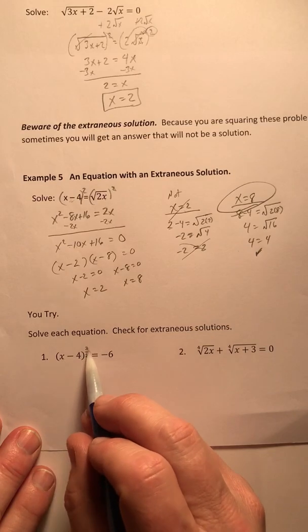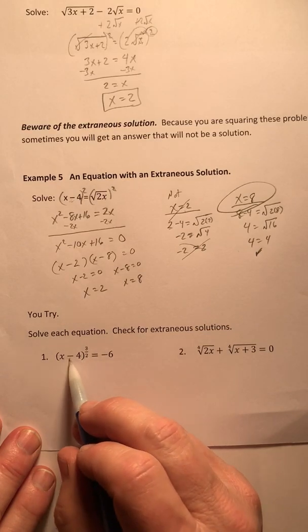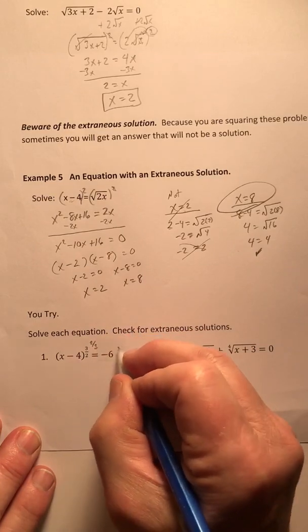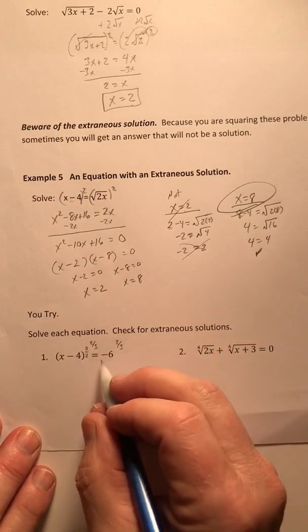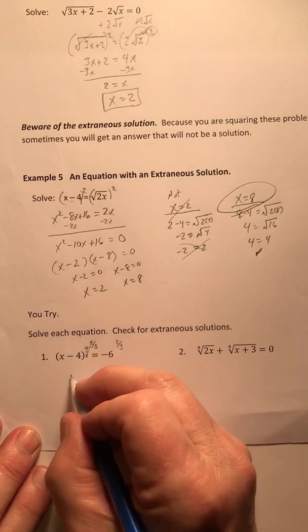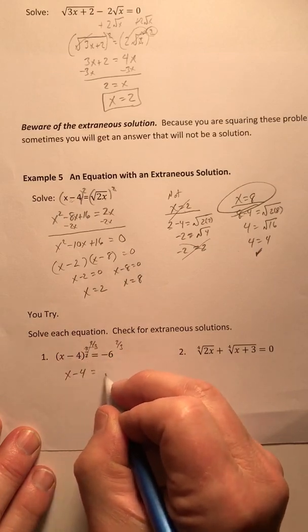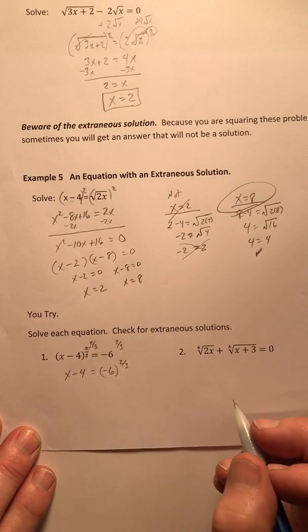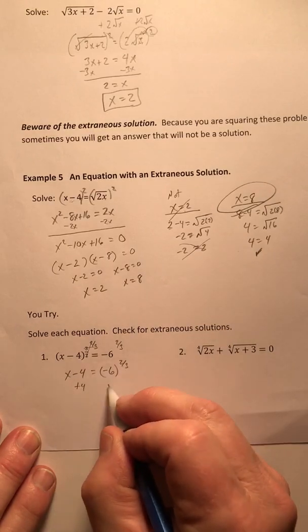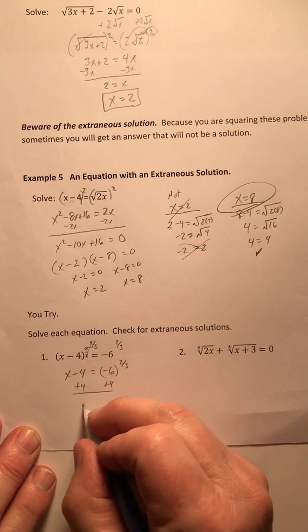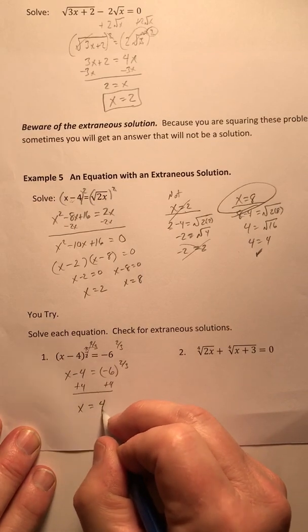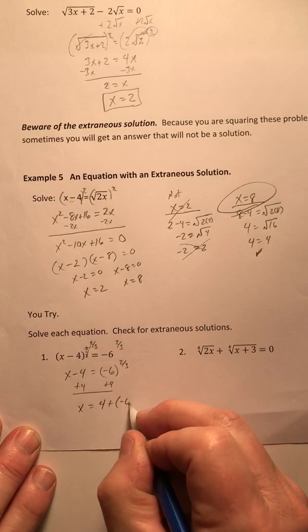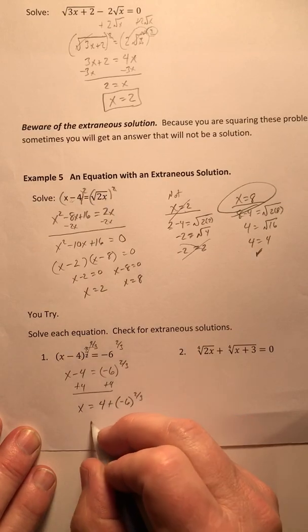We have x minus 4 to the 3/2 power. Again, this is isolated, so we're going to get rid of that 3/2 power, so we do the 2/3 power. They cancel out, so I get x minus 4 equals negative 6 to the 2/3 power. And then we're going to add 4, and we get x equals 4 plus negative 6 to the 2/3 power.